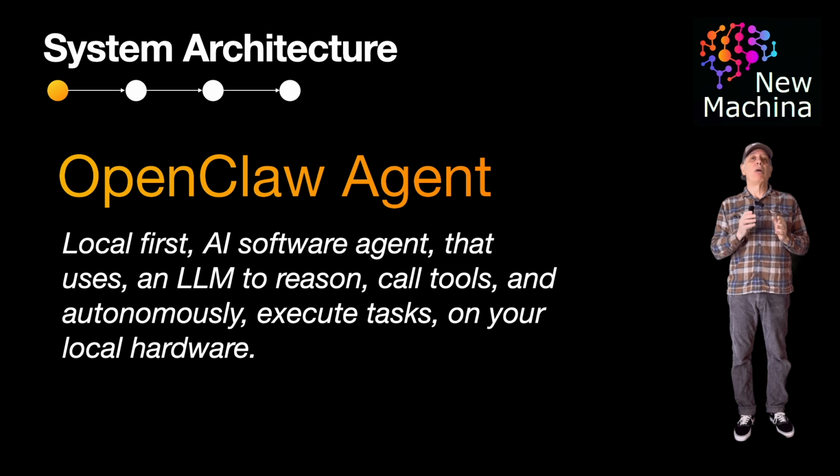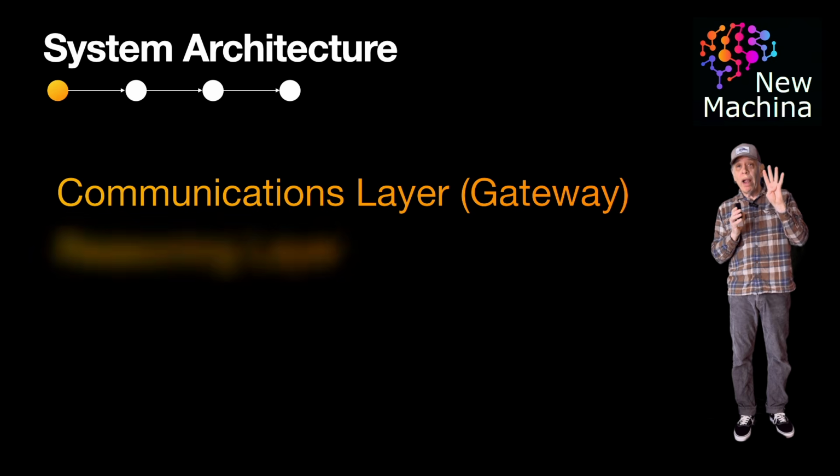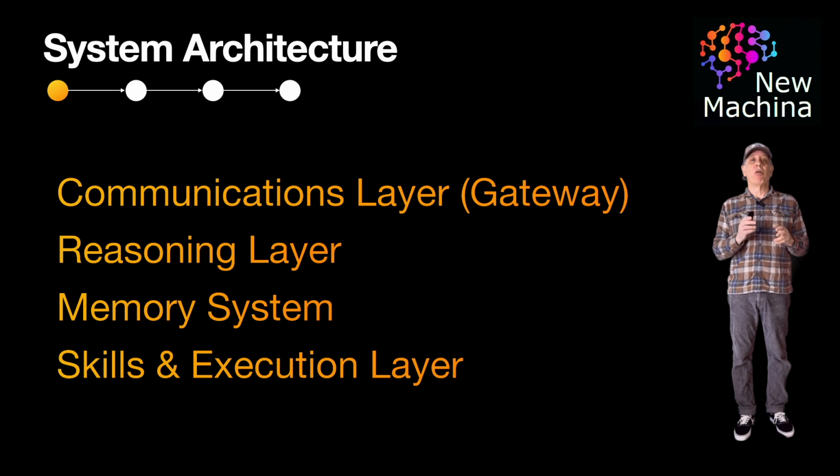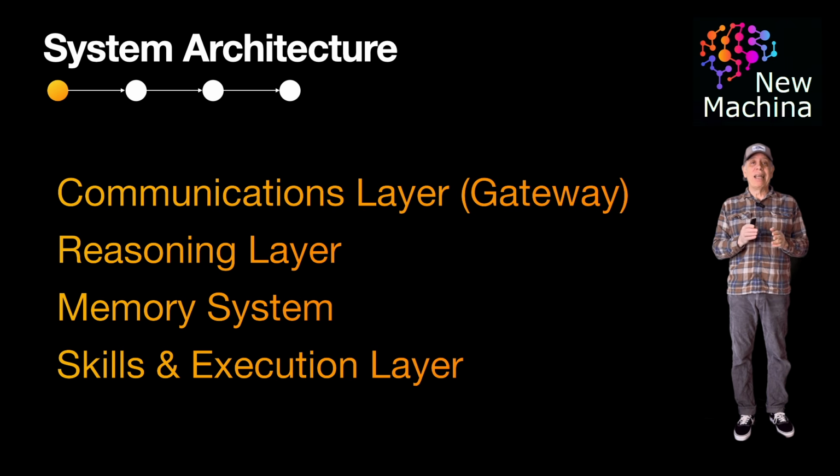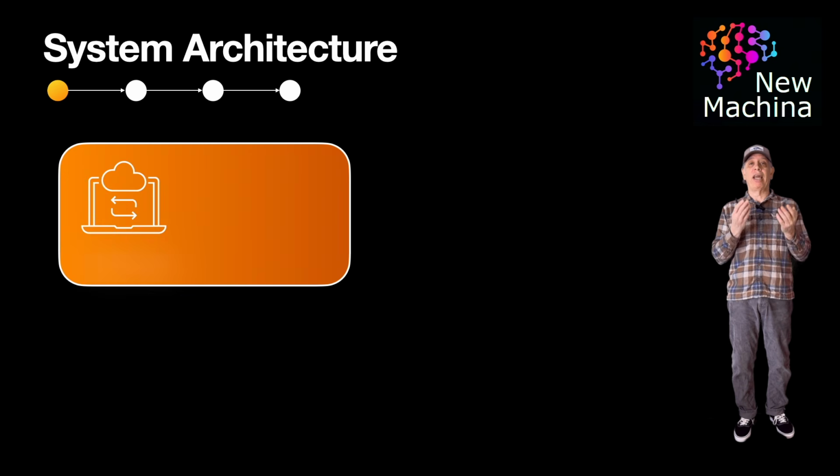As I talk about OpenClaw, I'm going to break it up into 4 areas. The first is the communication layer, also known as the gateway. The second is a reasoning layer, and the third is the memory system. And last but not least is the skills and execution layer. So first, what is the gateway or communication layer?